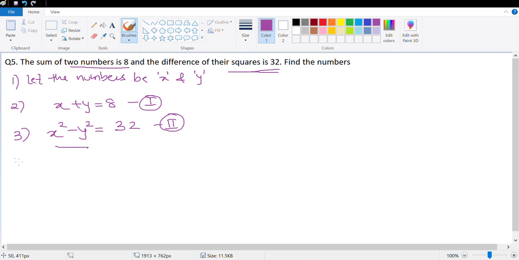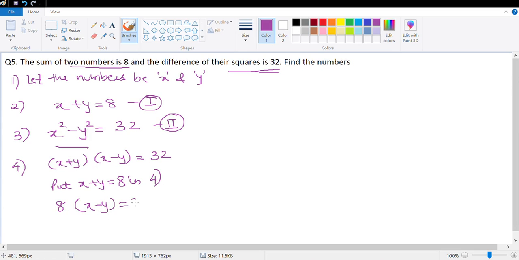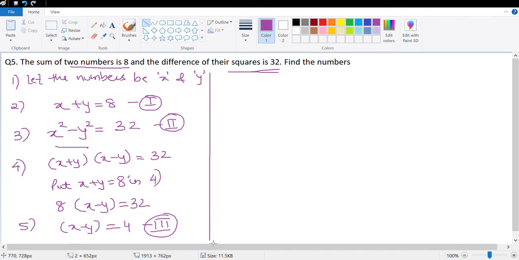Now this is in square. I hope we remember our expansion and factorization chapter, where x square minus y square can be written as x plus y multiplied with x minus y, and this is equal to 32. Now put x plus y is equal to 8 in this step, and what we get is 8 times x minus y is equal to 32, and x minus y is equal to 32 divided by 8, which is 4. So that's our next equation. So now we have two equations, x plus y is equal to 8 and x minus y is equal to 4. Let's solve them simultaneously.